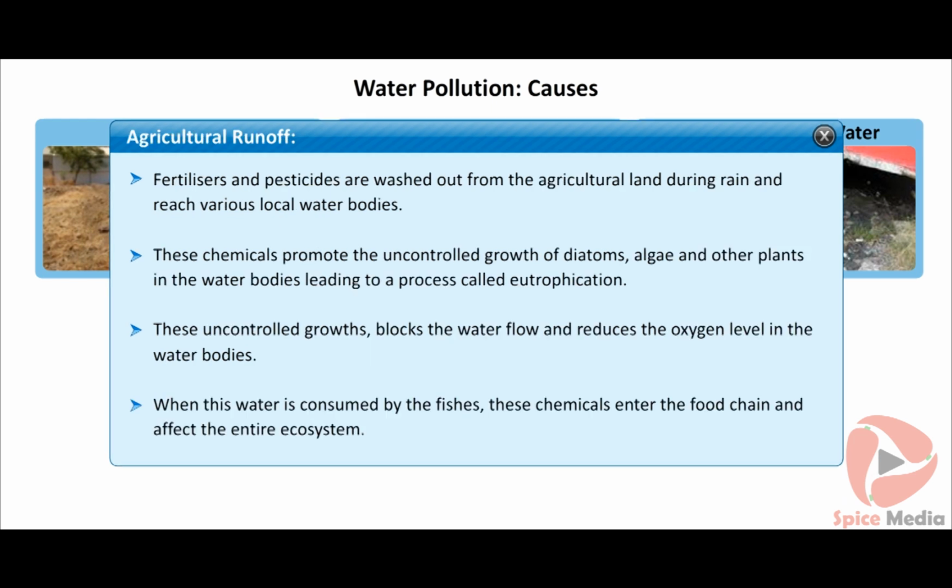Fertilizers and pesticides are washed out from the agricultural land during rain and reach various local water bodies. These chemicals promote the uncontrolled growth of diatoms, algae, and other plants in the water bodies, leading to a process called eutrophication. These uncontrolled growths block the water flow and reduce the oxygen level in the water bodies. When this water is consumed by the fishes, these chemicals enter the food chain and affect the entire ecosystem.